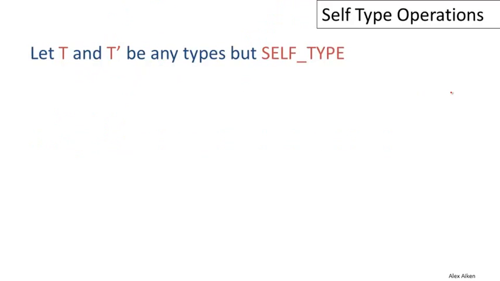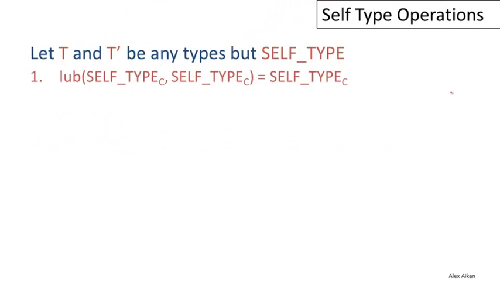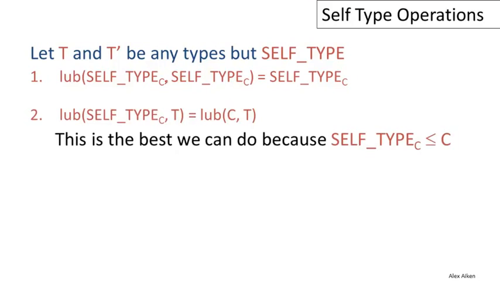So now let's move on to the least upper bound operation, and once again T and T prime will be any types except self-type. The least upper bound of self-type with itself is just self-type, and I think that that's pretty clear. The least upper bound of self-type sub C and T will be the least upper bound of the class C and T. And once again, this is because C is the largest type that self-type could be, and therefore the largest type that's guaranteed to cover both self-type sub C and T is going to be the least upper bound of C and T.